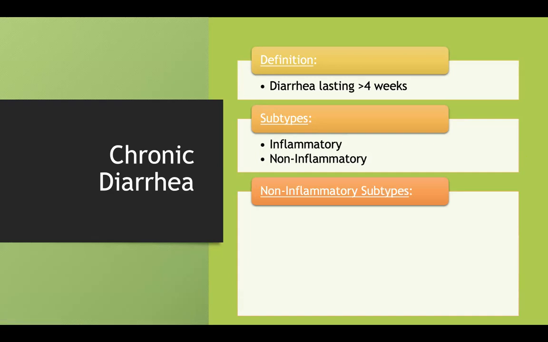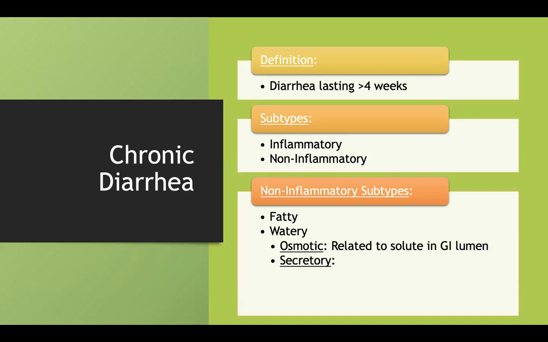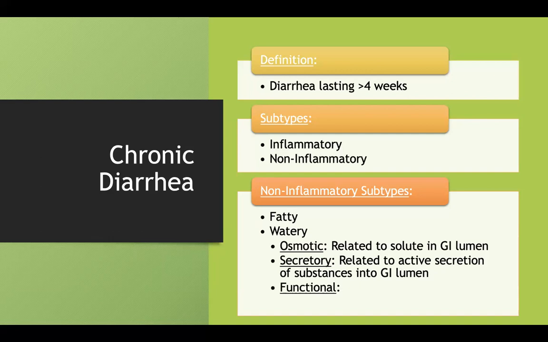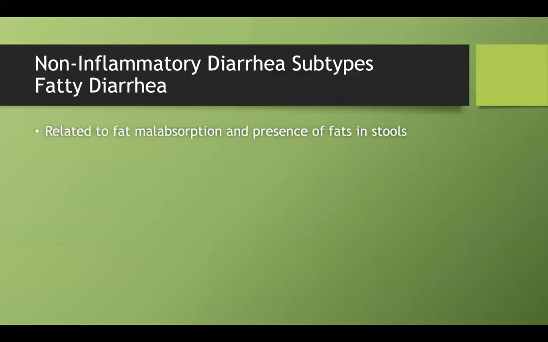The only difference is that once you've categorized it as this watery diarrhea, there's just a few more steps. You just have to figure out, okay, I know it's not an inflammatory chronic diarrhea. So what's happening? Is it a fatty diarrhea? What kind of watery diarrhea is it? Is it that osmotic diarrhea, which is related to solutes in the lumen? Is it a secretory diarrhea where your enterocytes are throwing everything into the lumen? Or is it a functional diarrhea where we honestly don't know why it's causing what it is?